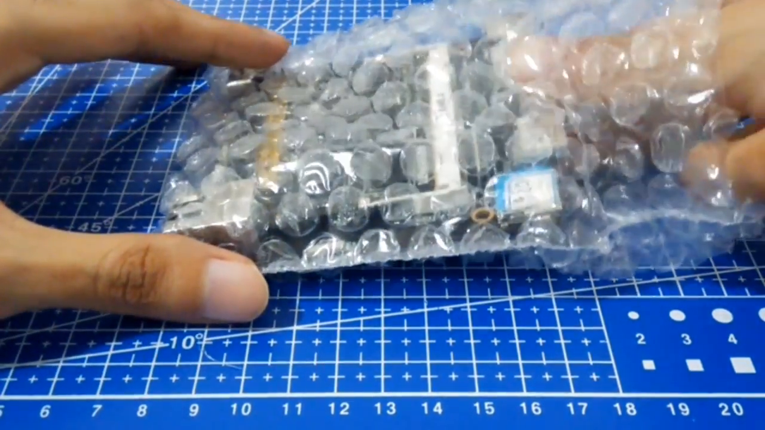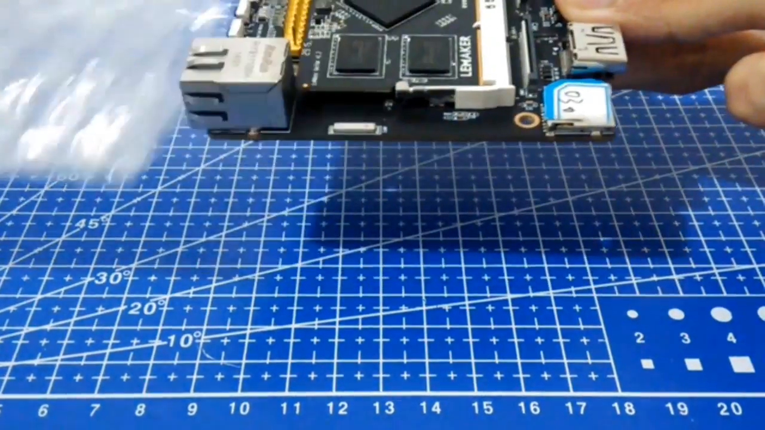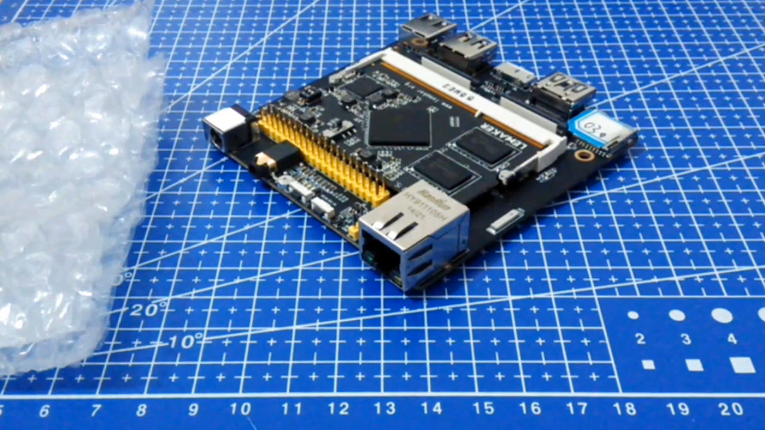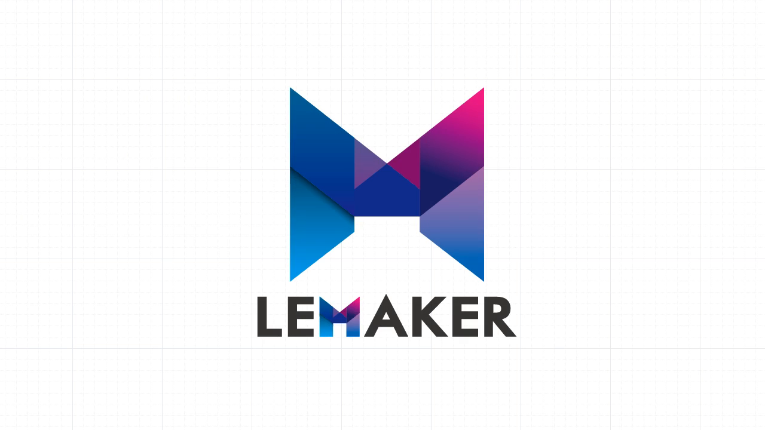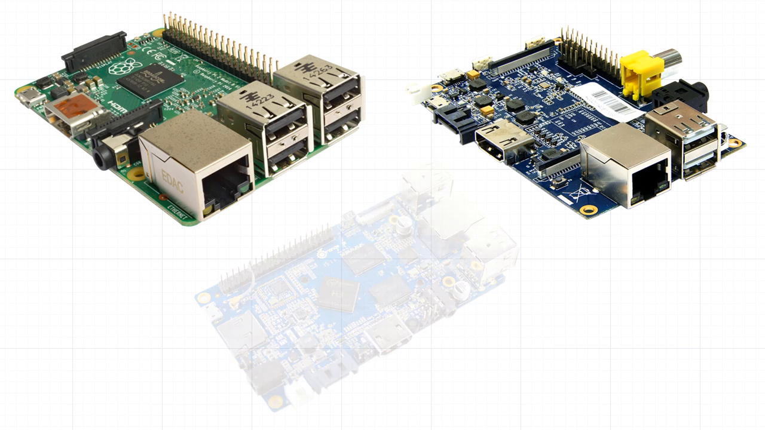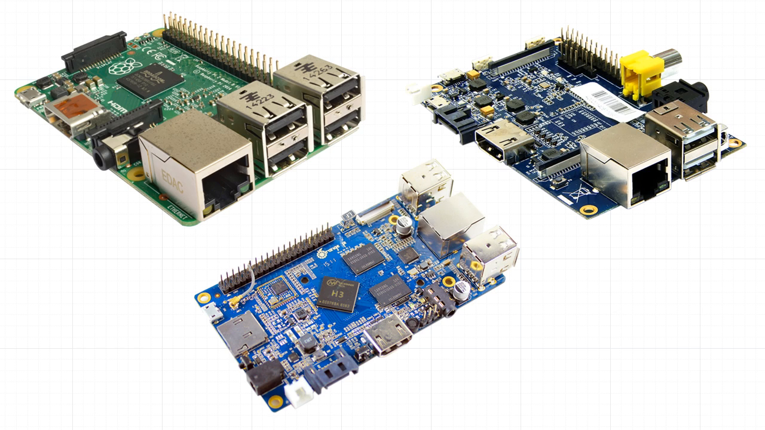Hello everyone. A few weeks ago, I was selected as a beta tester for a new single board computer named Guitar. This board is being developed by a Chinese company called LeMaker with the aim of becoming a cheaper but more powerful alternative to the Raspberry Pi. However, this board stands out from similar projects because it's not a clone of the Raspberry Pi.